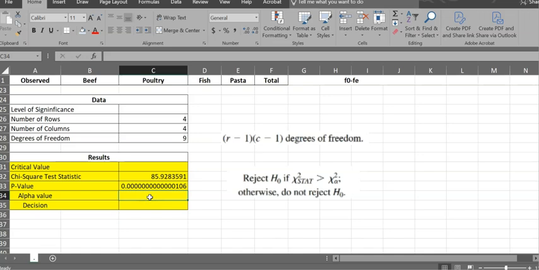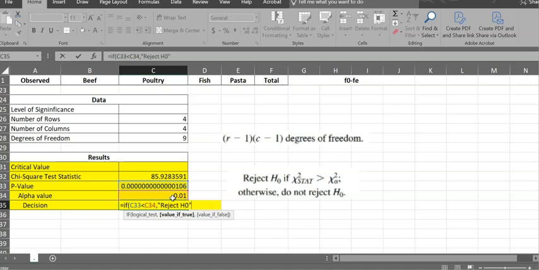So before this, I'm going to add the alpha value here, which is 0.01. And then I'm going to go to my decision, and in my decision, I'm going to use the equal sign. I go to the function mode, and I'm going to use the IF statement, right? IF, open a parenthesis. So your logical statement here, we said if the p-value is small. So if this p-value is less than the alpha value, you put a comma and you put the statement that you want. So what you're going to say is reject H0, right?